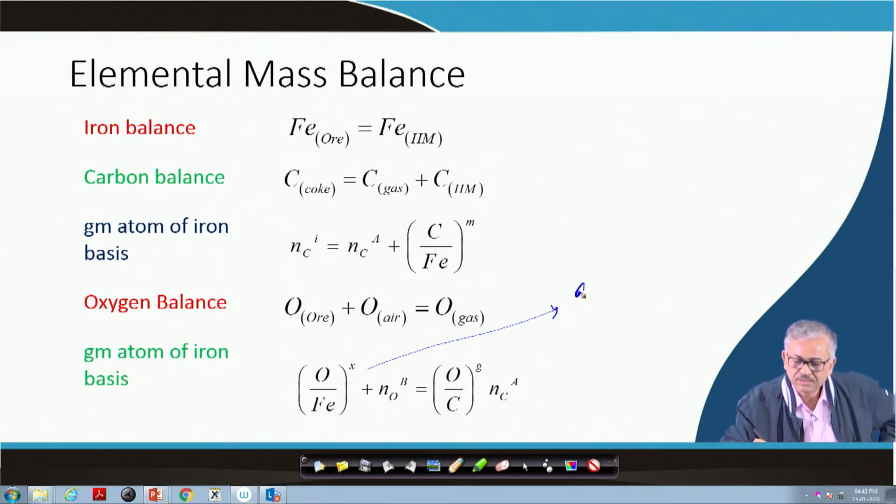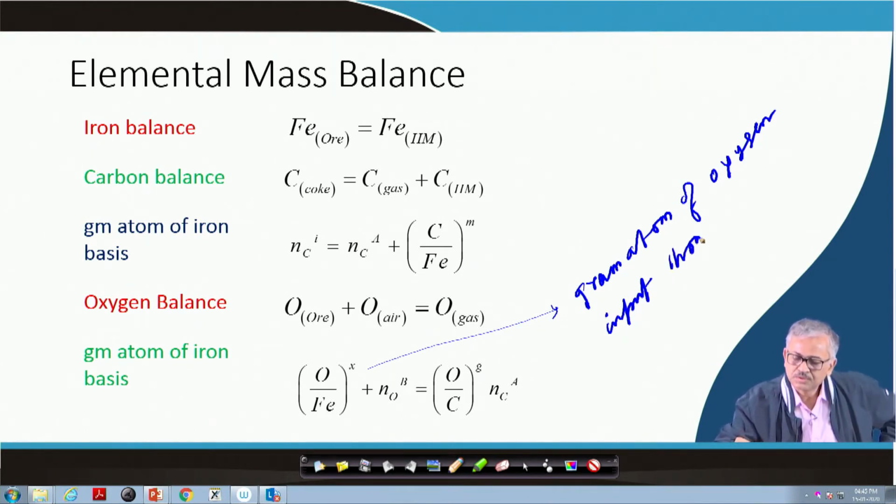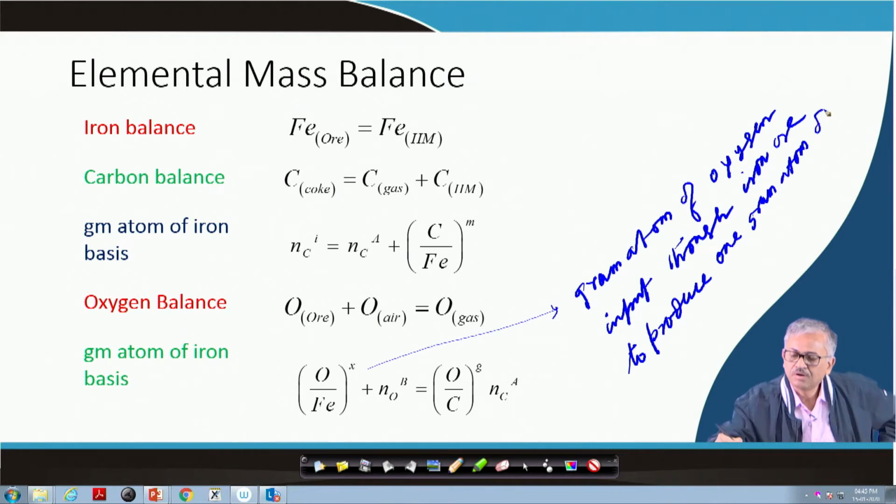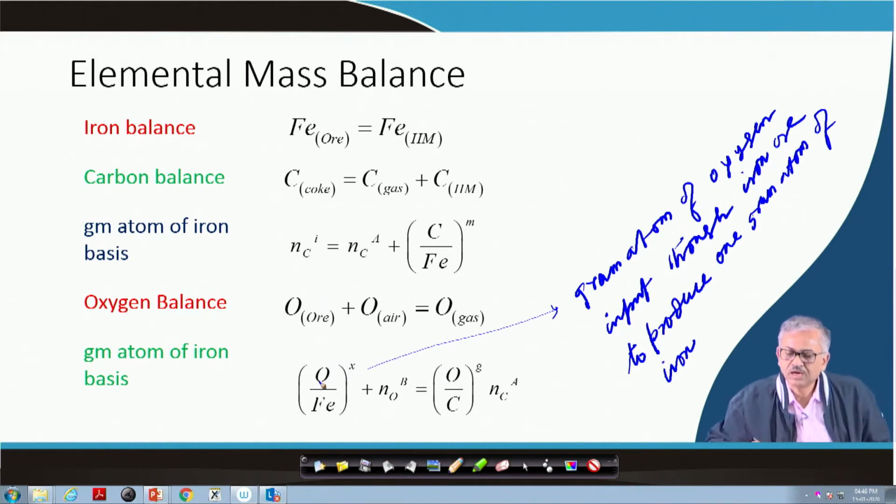So, O by Fe basically represents the gram atom of oxygen input through iron ore to produce 1 gram atom of iron. So, this term gives you the gram atom of oxygen input through iron ore to produce 1 gram atom of iron.